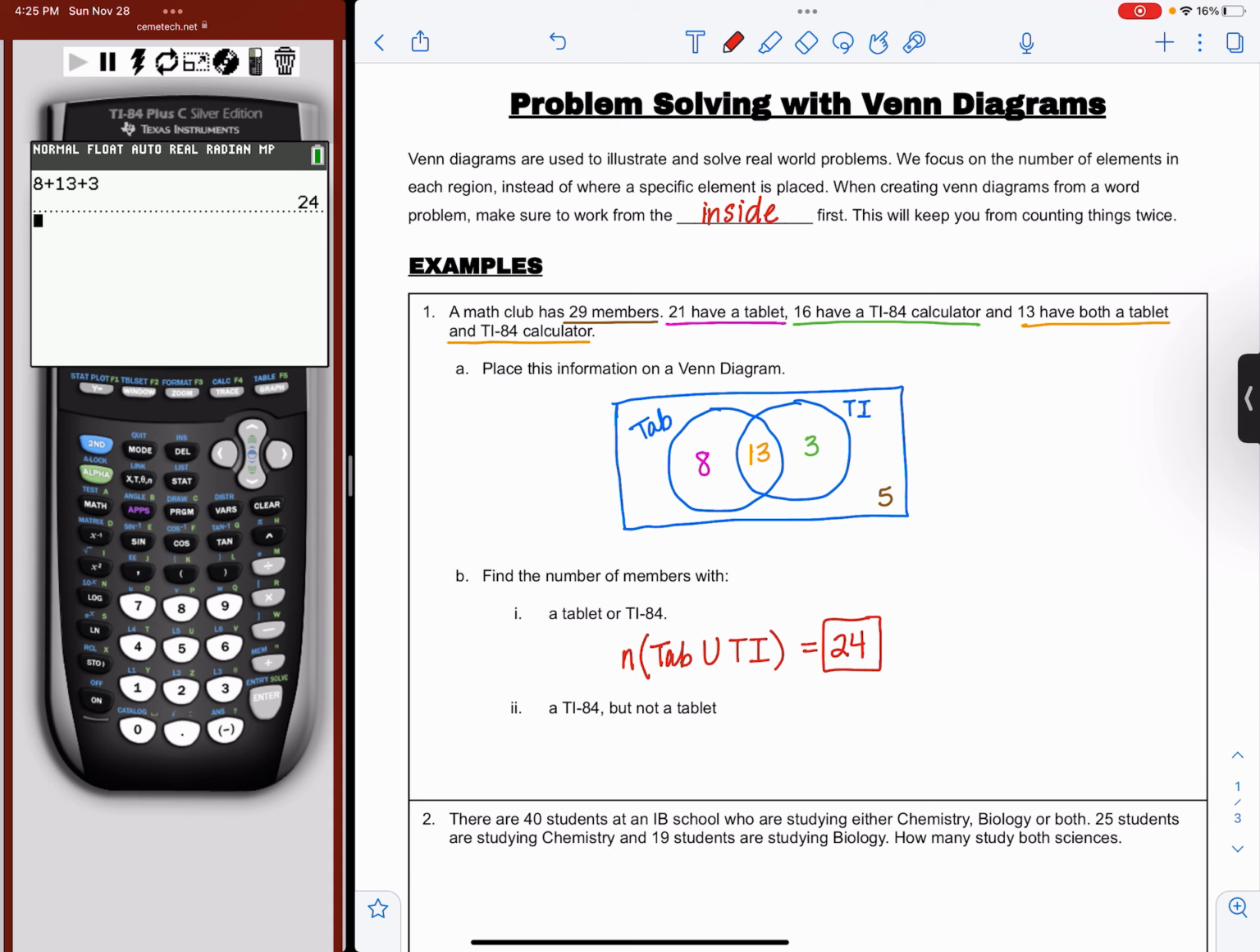Part 2, it says a TI-84 but not a tablet. So if I have a TI-84 but not a tablet, that means I'm only looking at these 3 people because they're in the TI circle, but they cannot be in the intersection of the two. All right, so those number of people would be 3.